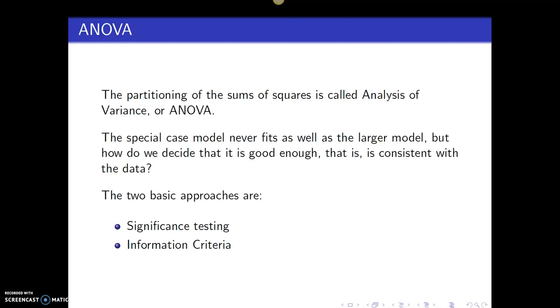So this partitioning of the sum of squares is what we generally refer to in statistics as analysis of variance, or ANOVA for short. And when we find that the special case model fits as well as the larger model, then we want to stick with the restricted model. But how do we make that decision? Okay, so that's what we're going to talk about next.